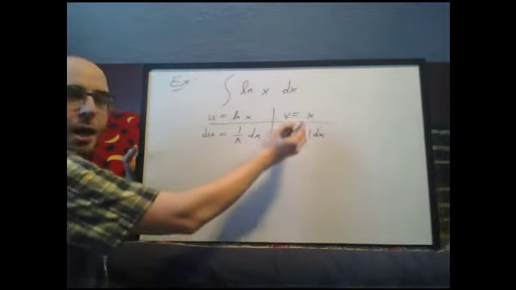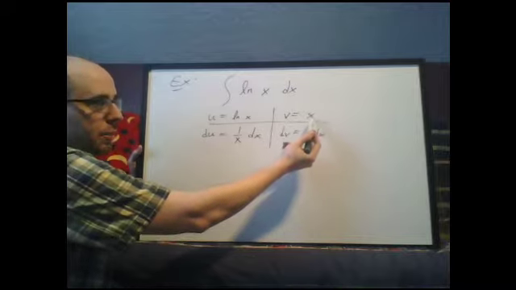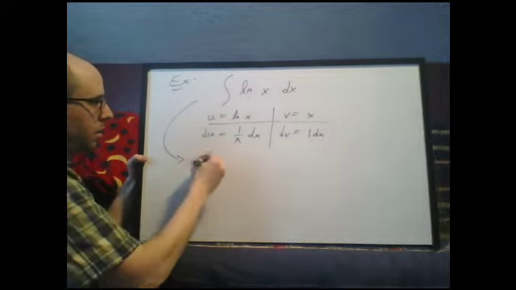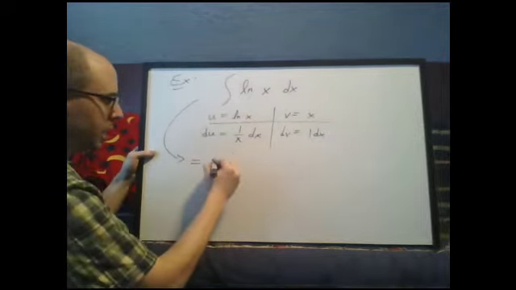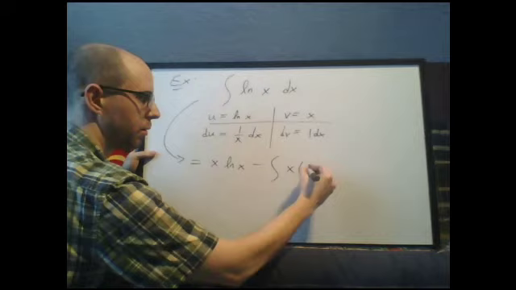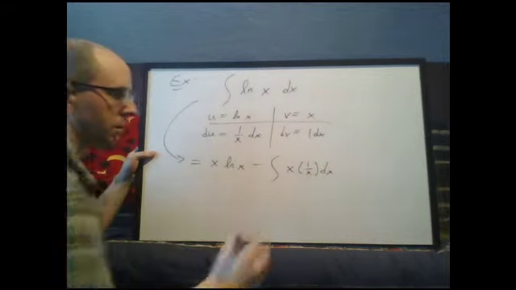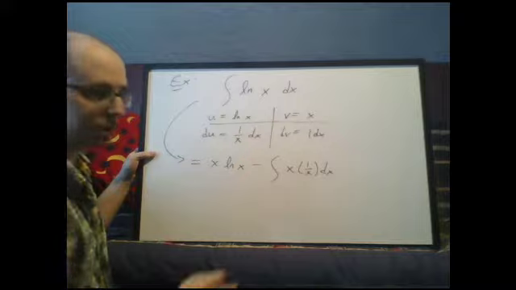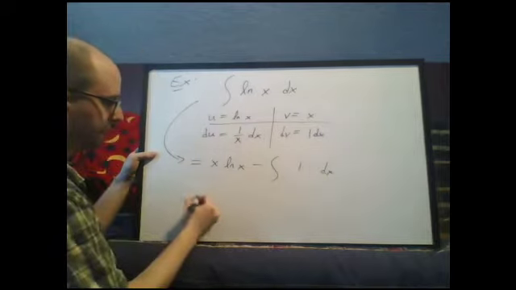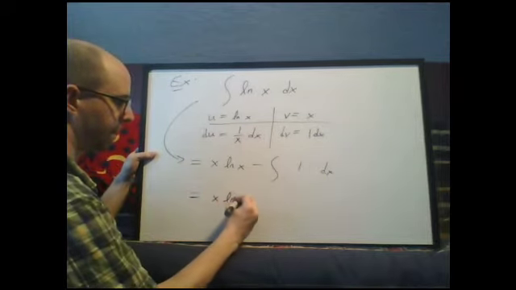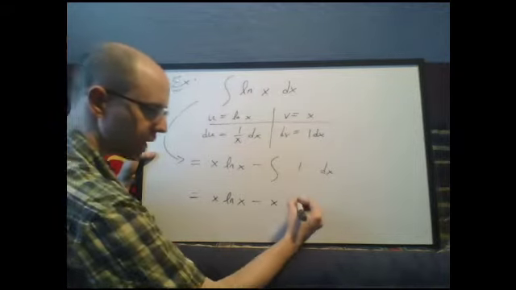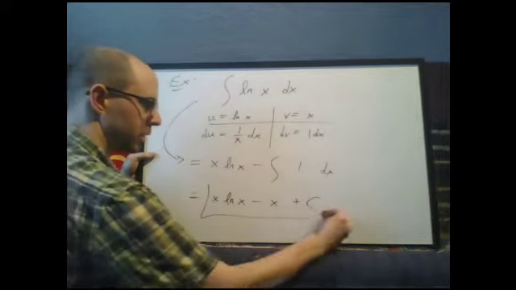So, yeah, it got more complicated, but just like the previous example, v and du combined will be something easy. So we get u times v is x ln x minus the integral of v du. x times 1 over x is just 1. The antiderivative of 1 is x, so we get x ln x minus x plus c as our final answer.